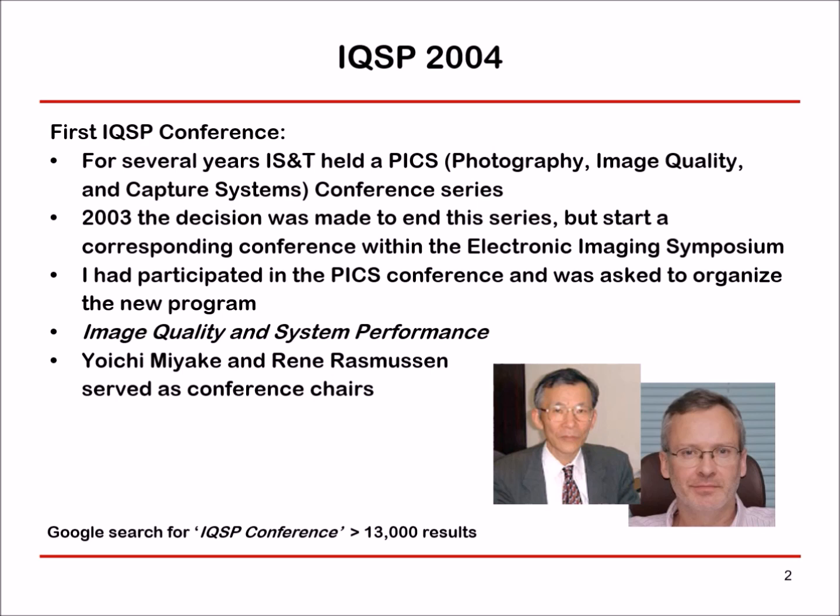For several years, IS&T, the organization that runs the Symposium, had held the PICS conference, and PICS was an acronym for Photography, Image Quality, and Capture Systems. In 2003, the IS&T board decided not to continue that series, but to start a corresponding conference within the Electronic Imaging Symposium, which was held in conjunction with SPIE. I had been active in the PICS conference and was asked if I could help organize the first meeting for this conference, and so we chose a name, Image Quality and System Performance, and so it started. I contacted several people who had been active at PICS and tried to get some international representation and so forth, and it was fun putting that together.